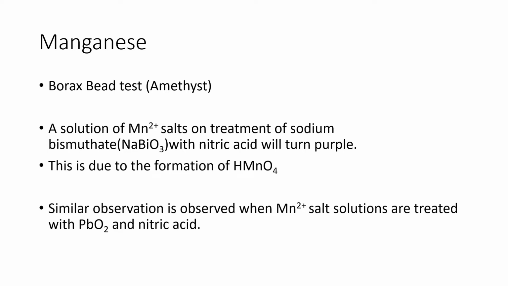Manganese salts in the +2 oxidation state, if they are treated with sodium bismuthate in the presence of nitric acid, the solution will turn purple, that is due to the formation of permanganic acid, where manganese is there in the +7 oxidation state. A similar observation is obtained when aqueous manganese salt solutions are treated with lead dioxide and nitric acid. A purple color solution is obtained due to the oxidation of manganese from +2 to the +7 oxidation state.